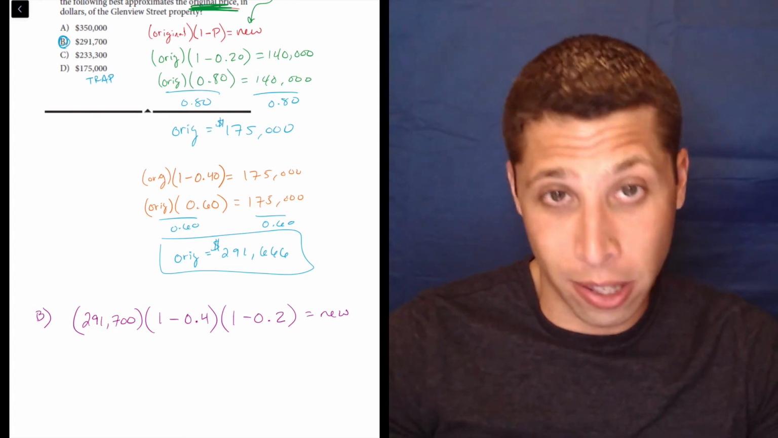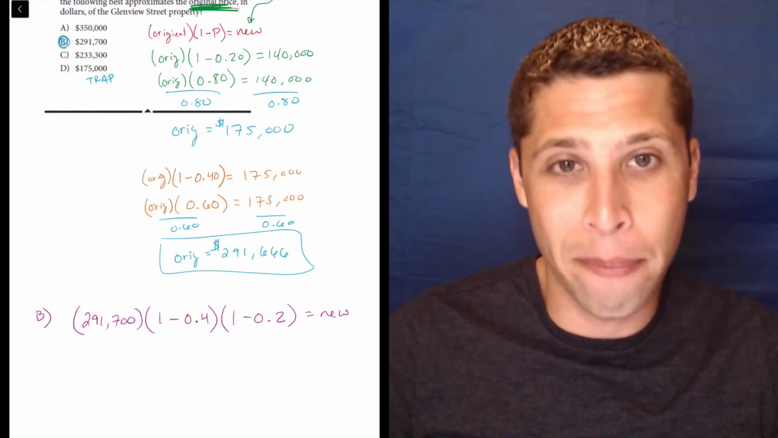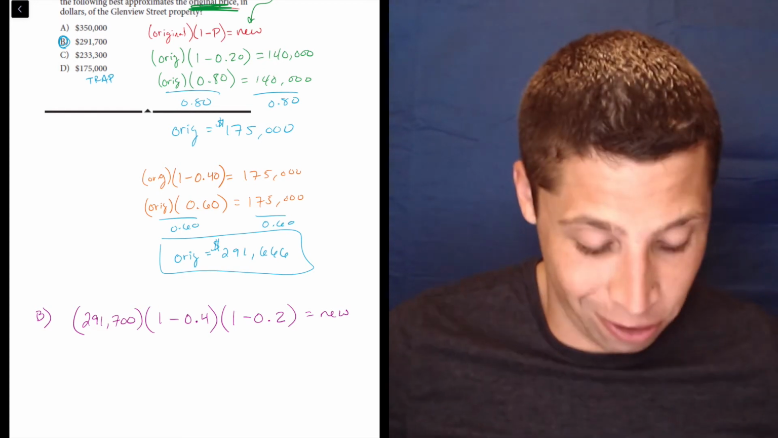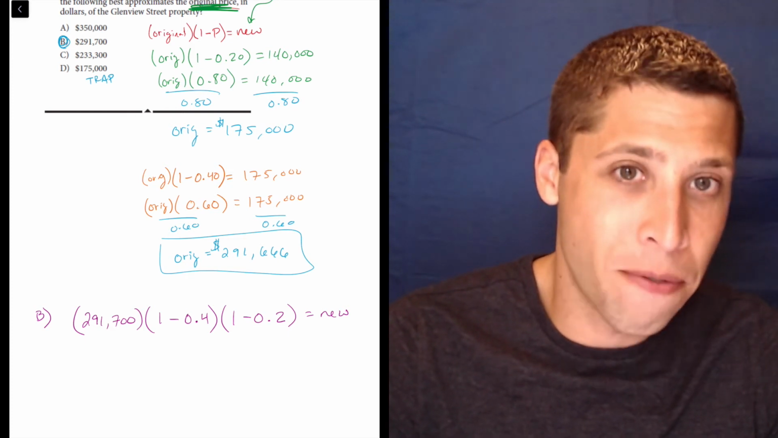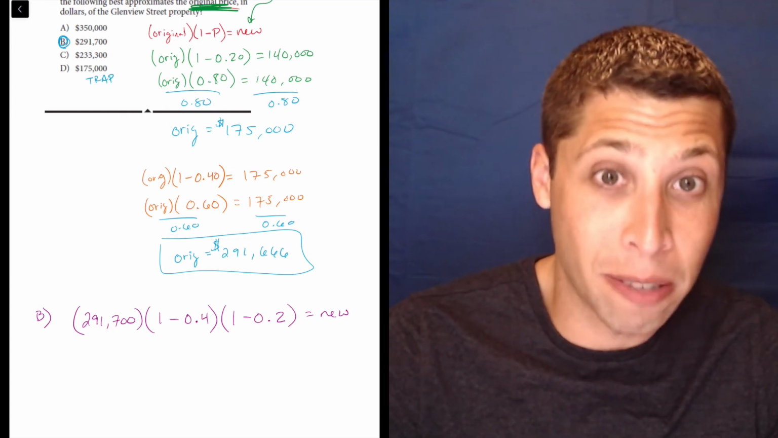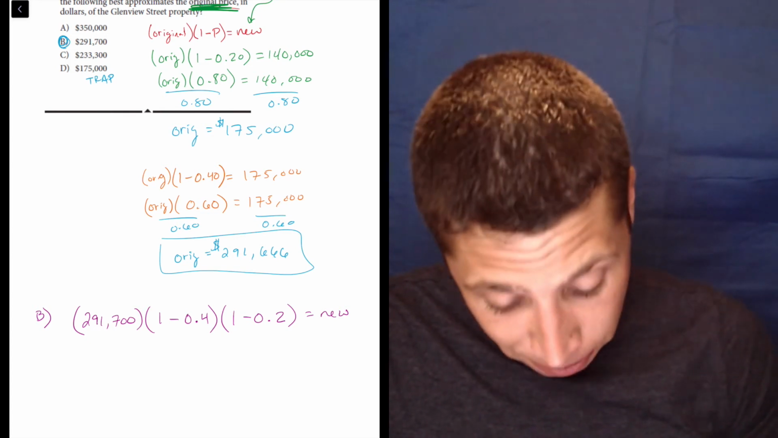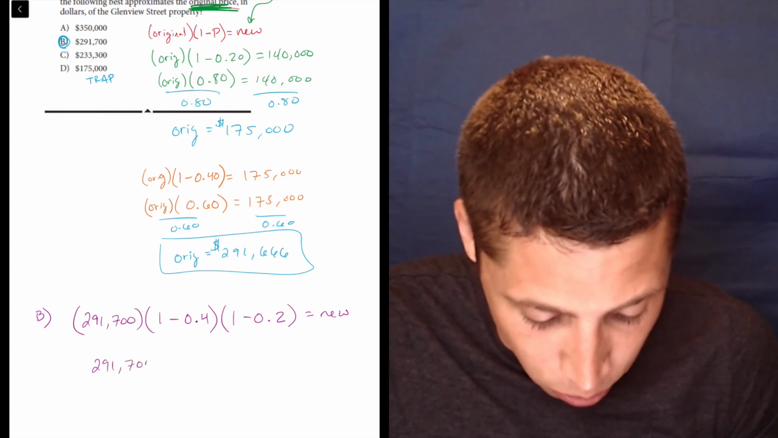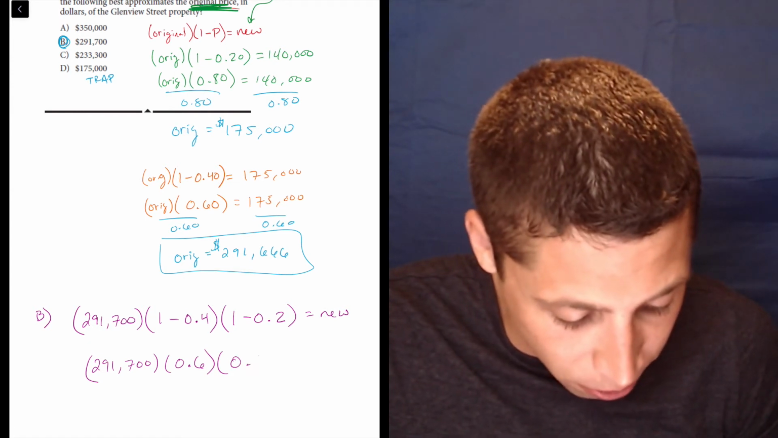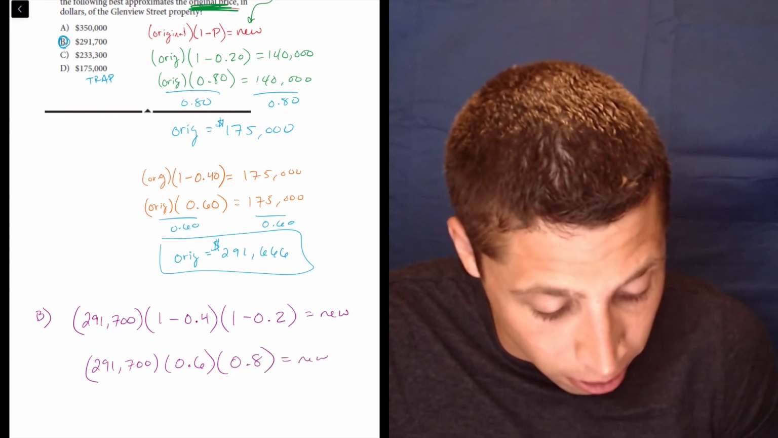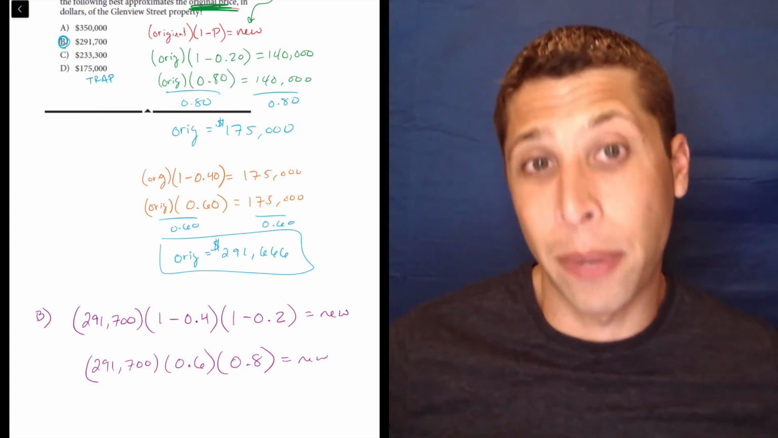We could have done both at once because it's multiplication, right? So 3 times 4 is the same as 4 times 3. Order does not matter with multiplication, so we can do everything at once. But notice it still follows that formula here. The original gets multiplied because it's the thing that we're taking the discount from. When we do the math, we take our 291,700 and notice those numbers change. The 40% discount becomes 60%. The 20% discount becomes 80%.